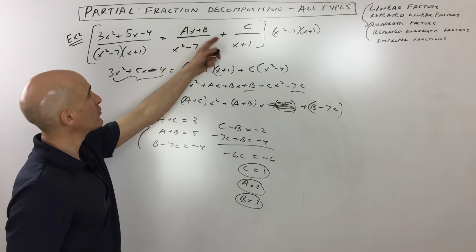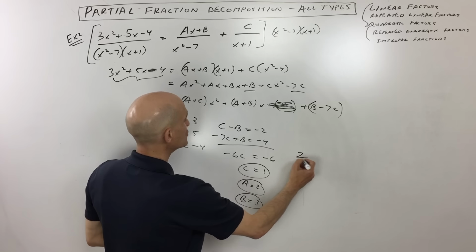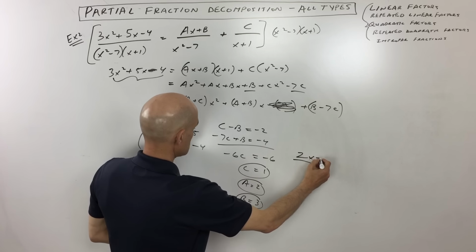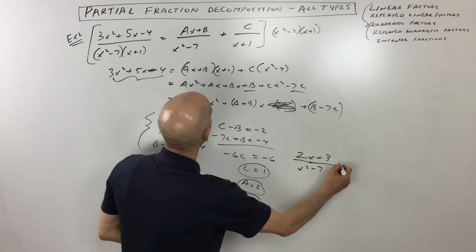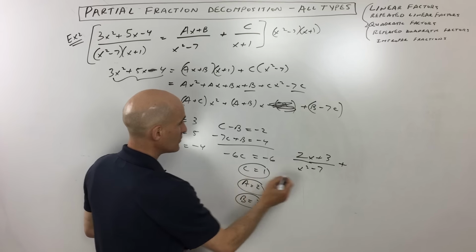So all you have to do is go ahead and put them back into these fractions. So this is going to be (2x plus 3) all over x squared minus 7, plus c, which is 1, over x plus 1.